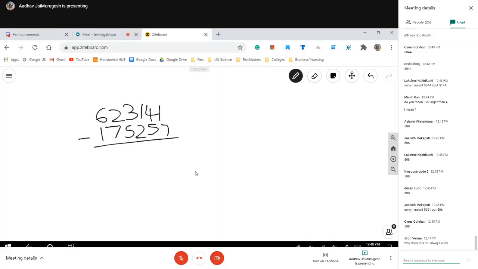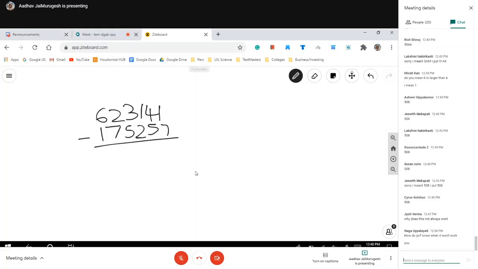So 1 is obviously smaller than 7, so you have to go to the next, right? Then 41 is smaller than 57. Then you would have to go to the next one. Then 141 is smaller than 257. Then 3,141 is smaller than 5,257. Then again, 23,141 is smaller than 75,257. So then all you have left is the last number, right?